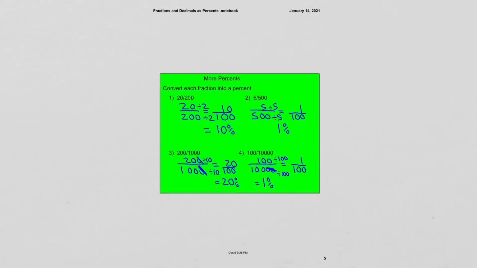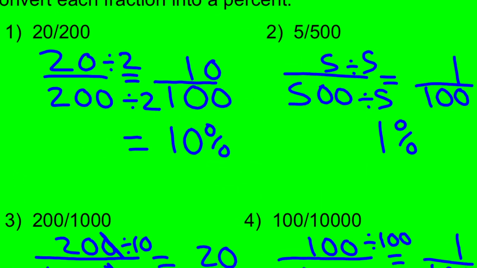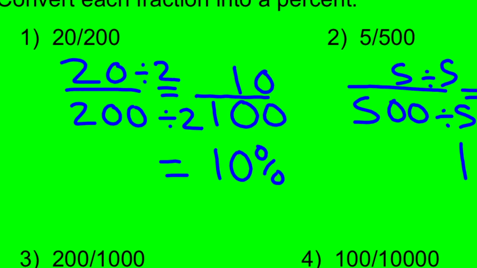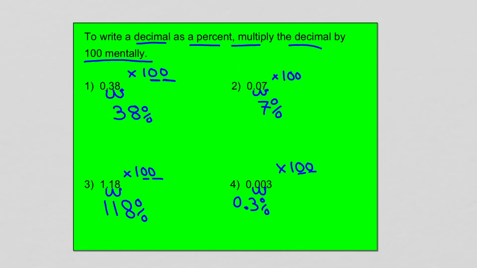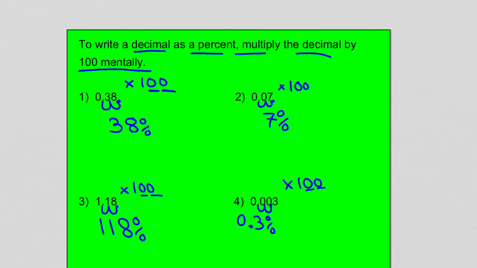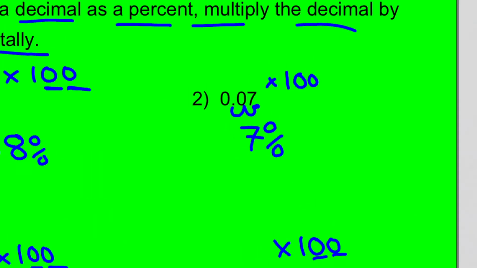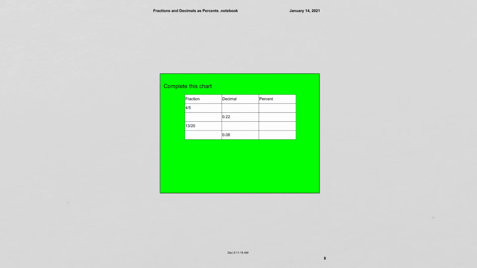And then we talked about how you might have a fraction where you have to divide to make it out of 100, like making 20 out of 200, 10 out of 100, and so on. And we also talked about how to make a decimal into a percent by mentally multiplying by 100. And that causes the decimal point to shift over 2 spots to the right. So we looked at a bunch of questions where we mentally multiply by 100 to make a decimal into a percent. I'd just like to review a little bit of that today by doing this chart.